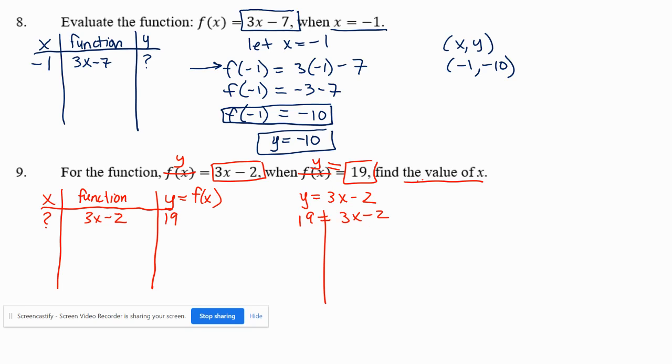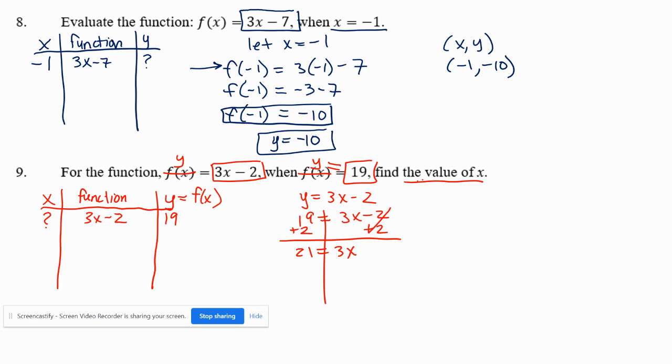So there's no distributive property because there's no parentheses. We can't combine like terms. The next step is to add or subtract. We add 2 to both sides to get all my constants to the left. On the left, 19 plus 2 gives us 21. On the right, the 2's cancel, leaving us 3x.